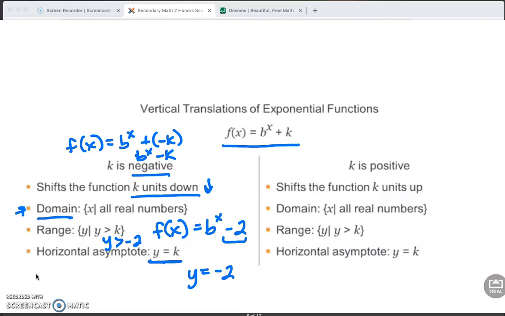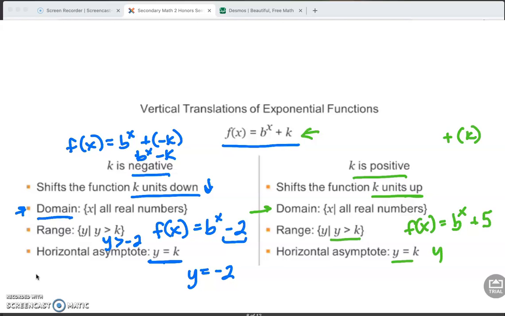Let's look over here at if k is positive. Positive is just like this one right here. We're adding a positive k, so we're going to move k units up. Domain, remember, is all real numbers. Range, we're going to be greater than k, and y equals k. Those remain the same. So once you know what k is, you know most of this. So if we have, let's do f of x equals b to the x plus 5, then I know that the range is y is greater than 5, and the horizontal asymptote is y equals 5.